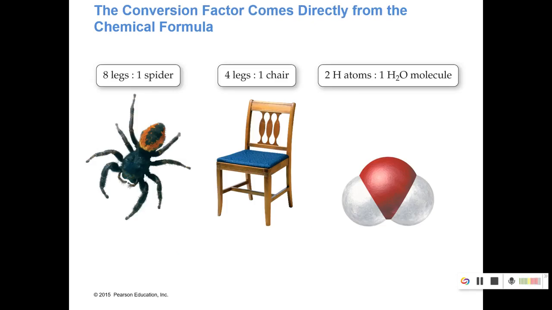So just like a spider has 8 legs, a chair has 4 legs, 1 water molecule has 2 hydrogen atoms, but 1 water molecule also has 1 oxygen atom. And this is an oxygen atom, not a 0.